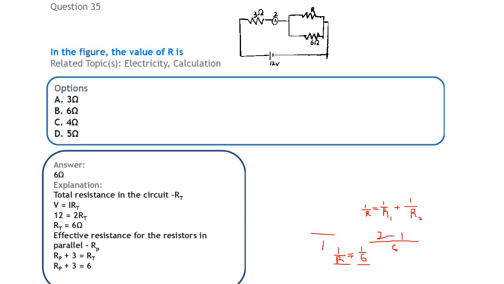Your total resistance is going to be 6. Now let the effective resistance in parallel be RP. That is, for these two resistances that are in parallel, they are going to have what we call an effective resistance. Let's represent that as RP.